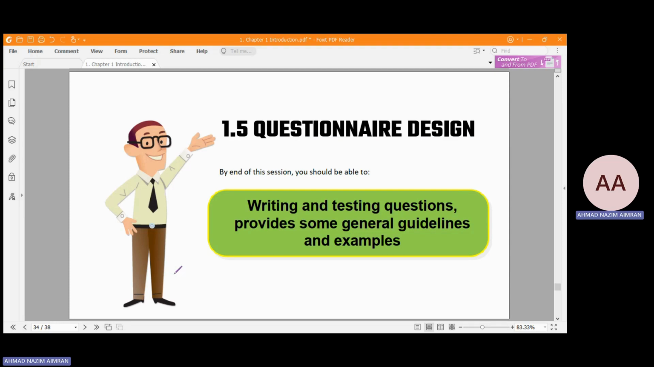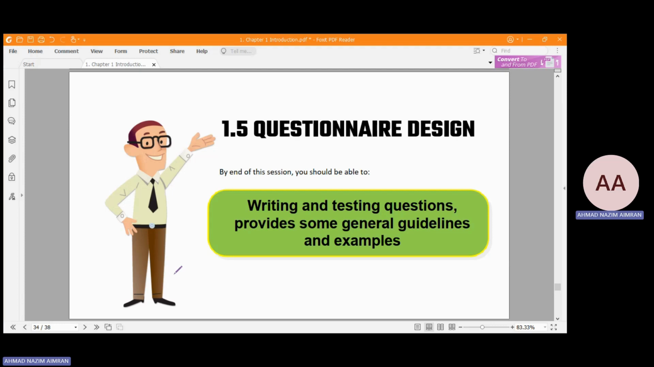By end of this session, you should be able to write and test questions, provide some general guidelines and example. But for this one, again, I will skip this one because what is included in this slide is a very simple explanation. It is just points of how to have a good questionnaire actually, and I will share with you a more detailed questionnaire.